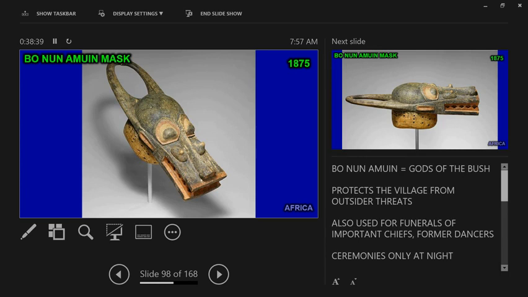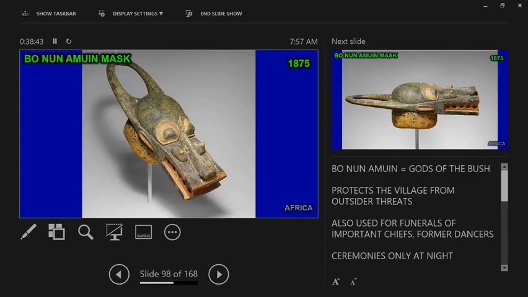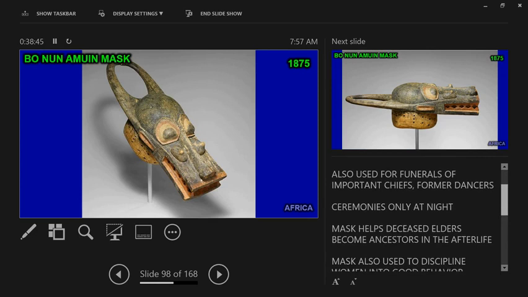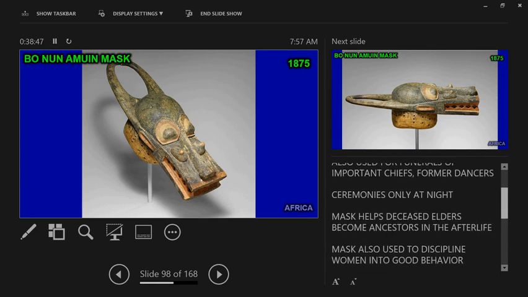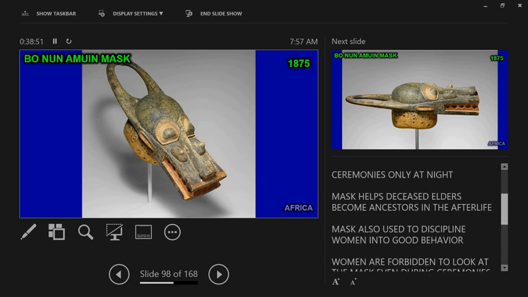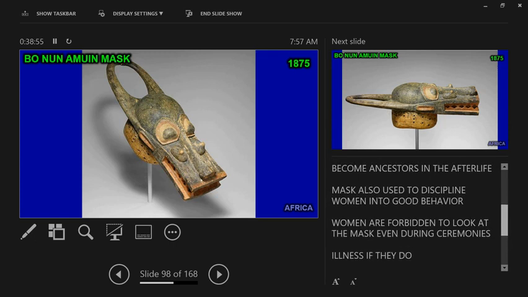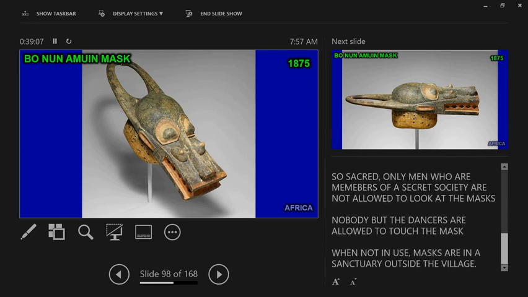And these are the gods of the bush. They protect the villagers from outside threats. Also used for funerals of important chiefs, former dancers. The ceremonies are only at night, and the mask helps deceased elders become ancestors in the afterlife. The mask is also used to discipline women into good behavior, and women are forbidden to look at the mask even during ceremonies. They will become ill if they do.